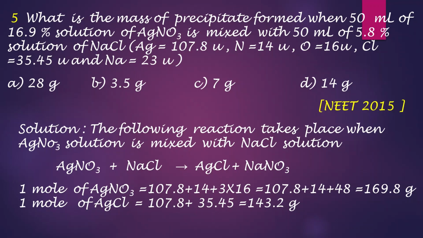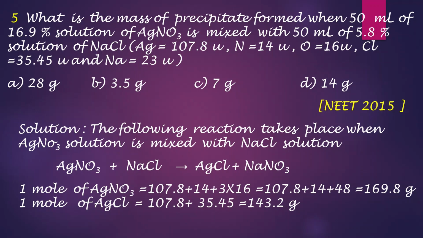Now let us find the molar mass of AgCl. This is obtained by adding the gram atomic mass of silver and chlorine. The gram atomic mass of silver is 107.8 gram and gram atomic mass of chlorine is 35.45 gram. If we add these two, you will get the molar mass of AgCl, that is 143.2 gram. That is mass of 1 mole of AgCl.